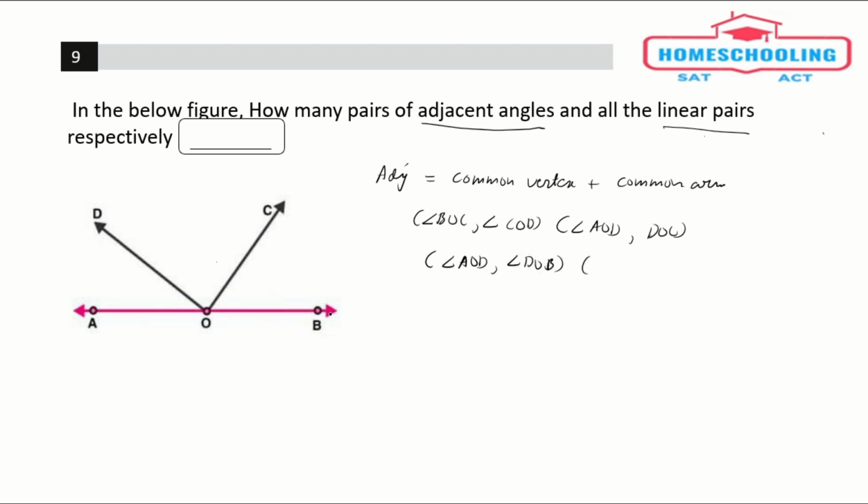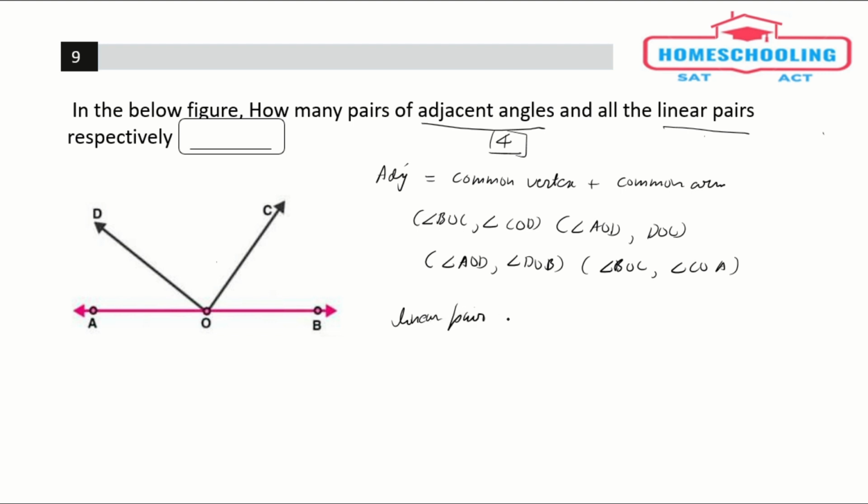Similarly, if we take this one as a common arm, and you can take these two angles, this angle and this whole angle, the other angles would be angle BOC and angle COA. So we have four pairs of adjacent angles. Now let's find the linear pair.